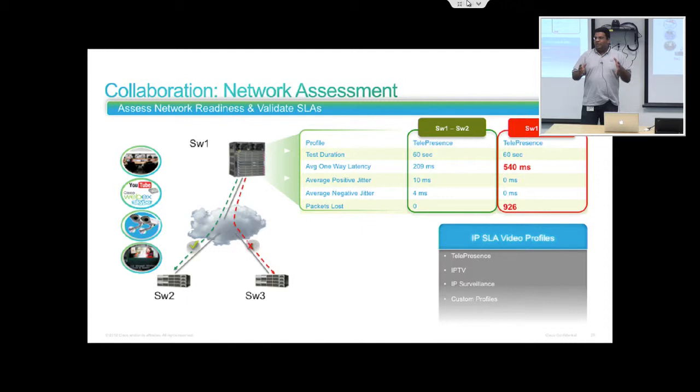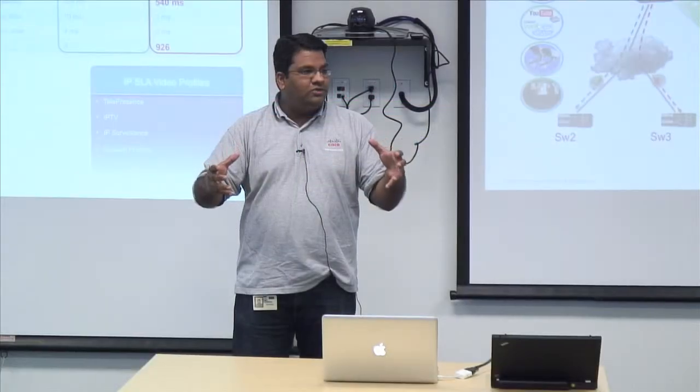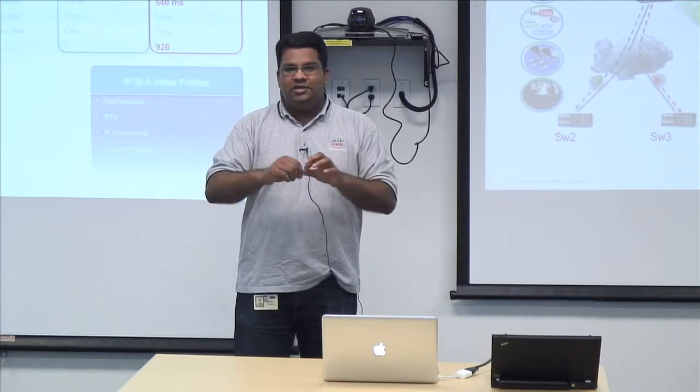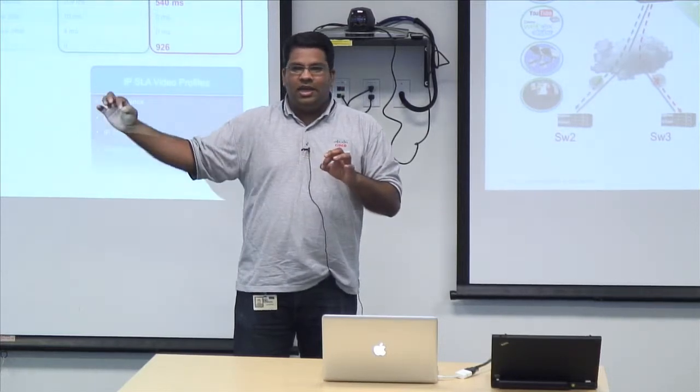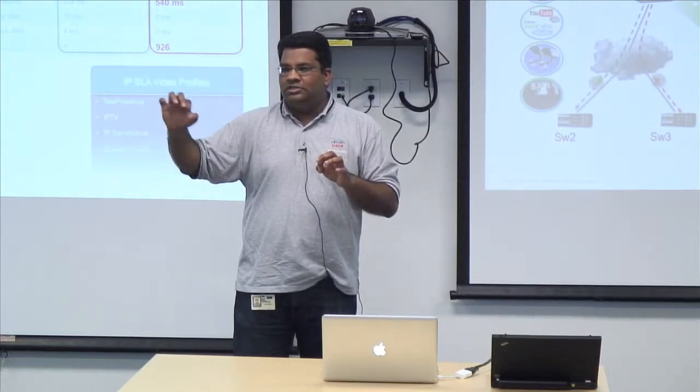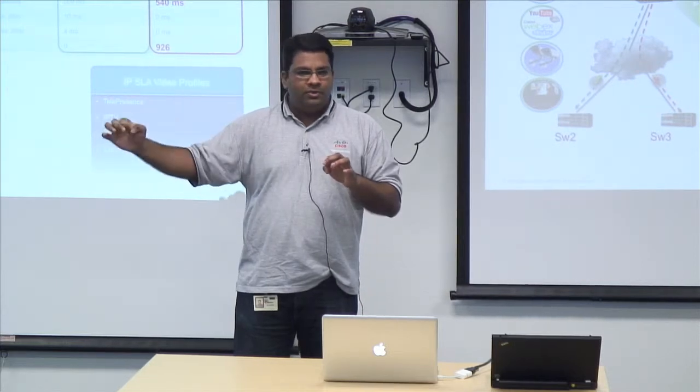Over the period of time, we started out with basic ICMP pings. We then went on and added HTTP, FTP, all these different applications. What we have now done is we've added video operation on top of it. So the switch will generate a synthetic traffic stream, and you could have a telepresence, IPTV, surveillance, or even your custom profile. If you have a custom stream that you've captured, you can put it onto the switch and send it from one point to the other and gather statistics like, what is the latency? Did anything get dropped?